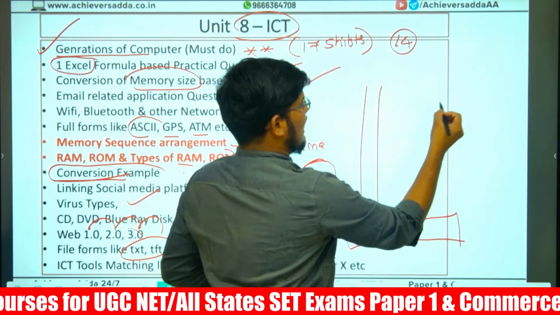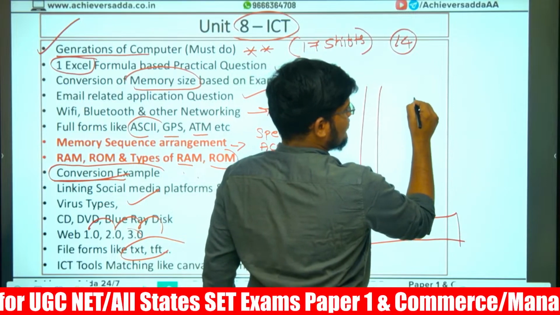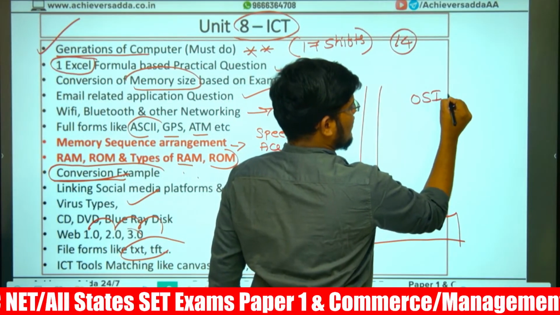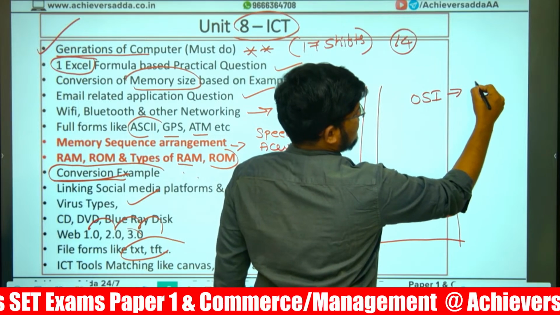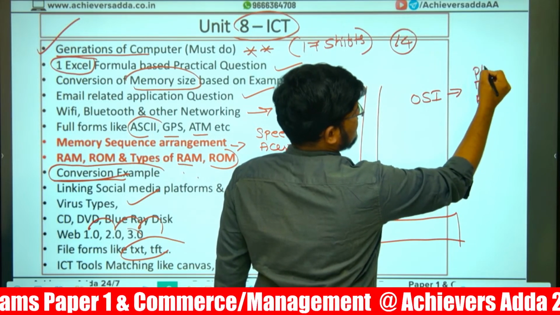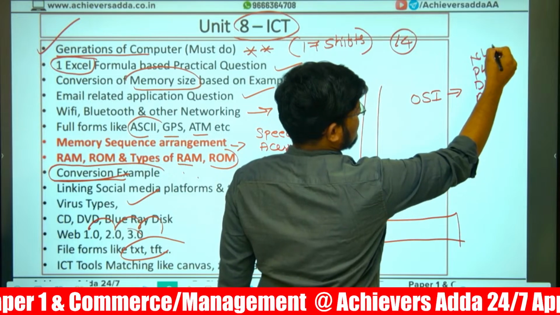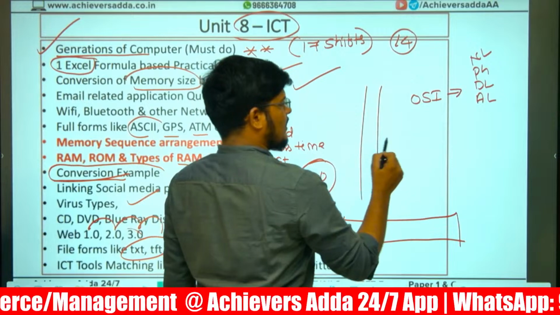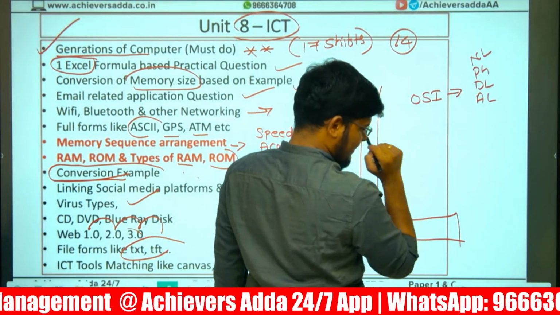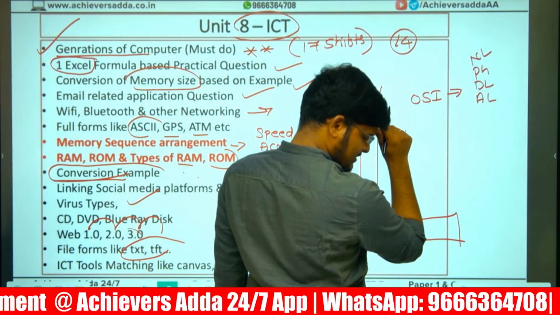And also you can add two things. OSI model of layers like application layer, data link layer, physical layer, and network layer, like that 7 layers will be there. That question. And also you can expect simplex, half duplex, full duplex, this one.